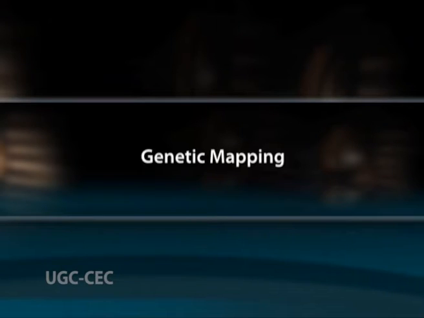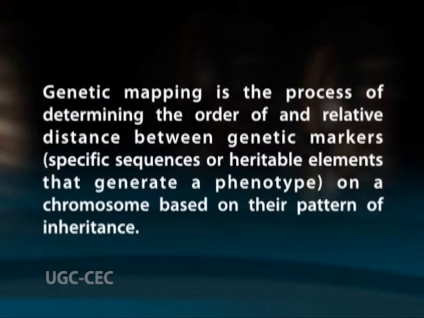Genetic mapping. Genetic mapping is the process of determining the order of and relative distance between genetic markers, specific sequences or heritable elements that generate phenotype on a chromosome based on their pattern of inheritance. Genetic mapping in bacteria relies on chromosome transfer between cells.